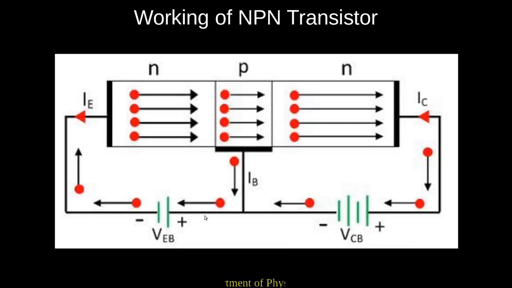Now, the actual working of the NPN transistor. In this circuit diagram, forward bias is applied across the emitter base junction, and the reverse bias is applied across the collector base junction. The VEB, that is the forward bias voltage, is small compared to the reverse bias voltage VCB.